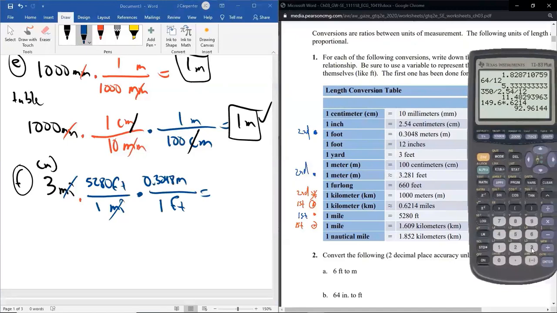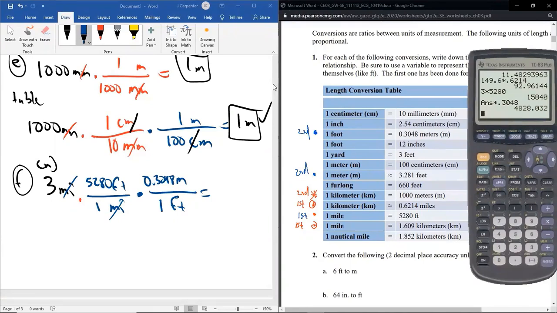All right, so we start with our 3 miles. We multiply by 5280, which is 15,840. And then we're going to multiply by, I don't know why I had to hit enter there. I usually don't, but that's okay. And then times the 0.3048. And you get 4828, blah, blah, blah.